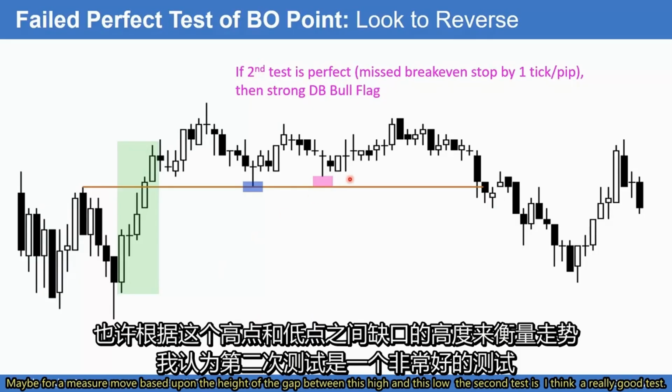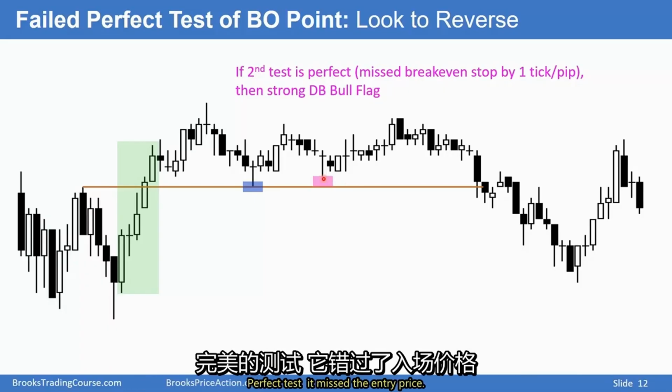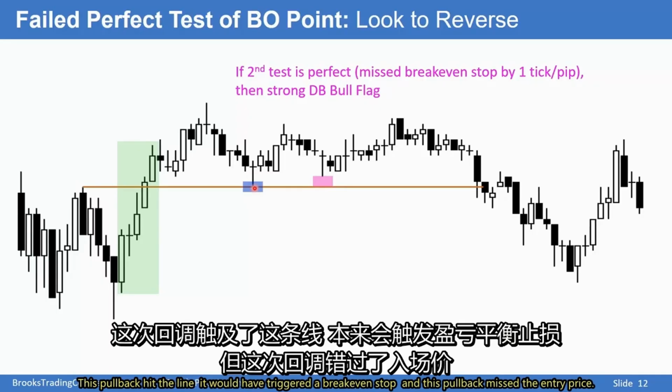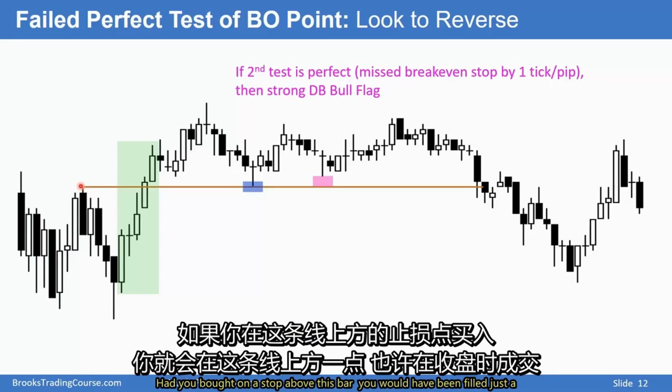The second test is, I think, a really good test, perfect test. It missed the entry price. Had you bought on a stop above this high, you would have been filled a little bit above that line. This pullback hit the line. It would have triggered a break-even stop. And this pullback missed the entry price had you bought on a stop above this bar. You would have been filled just a little bit above this line, maybe on that close.